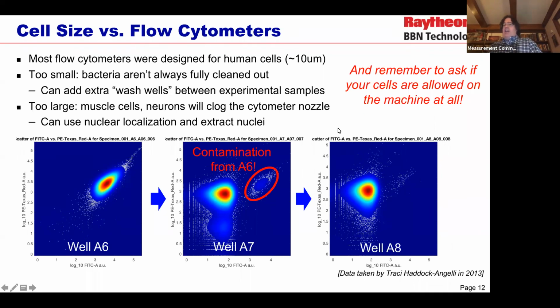One last thing, some groups have strict rules about what cells are allowed to go into their flow cytometers. Like you may not be allowed to put fungi onto a flow cytometer that's reserved for bacteria or vice versa. So remember to ask the people that you're working with, whose flow cytometer you're borrowing, if your cells are allowed on the machine at all. Again, that's not a technical point. That's a relationship note that's very important.